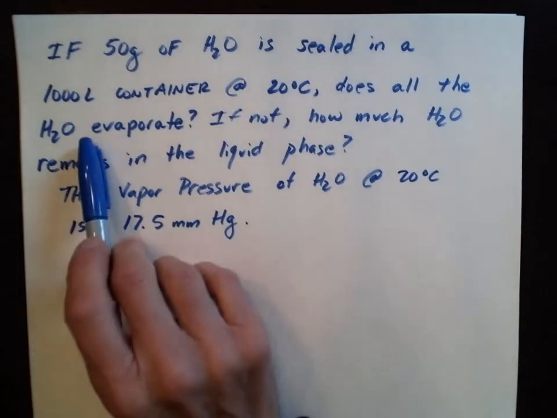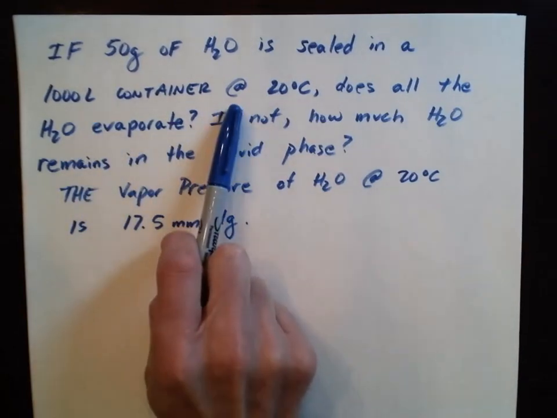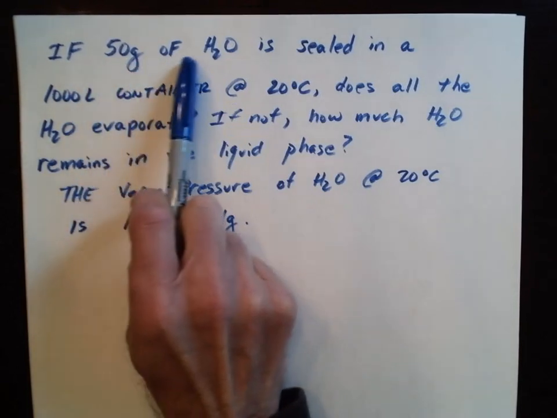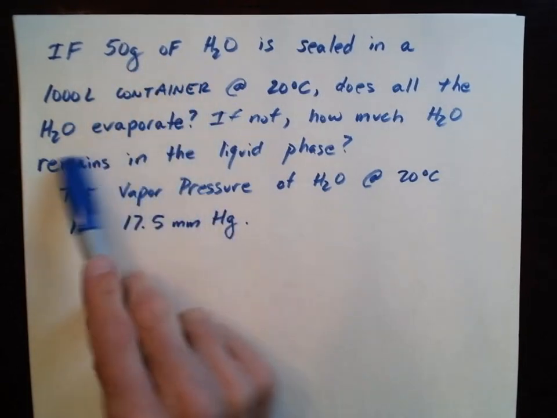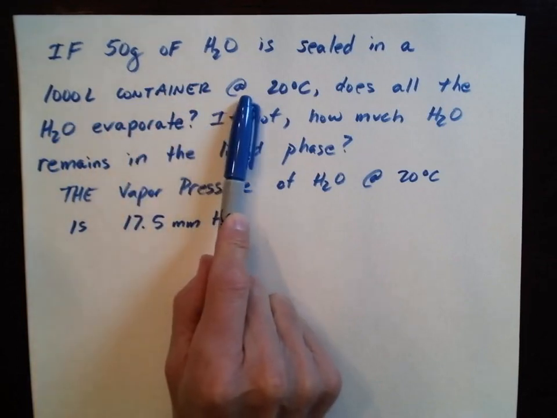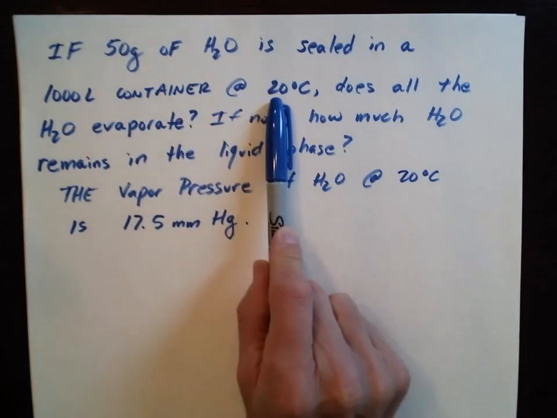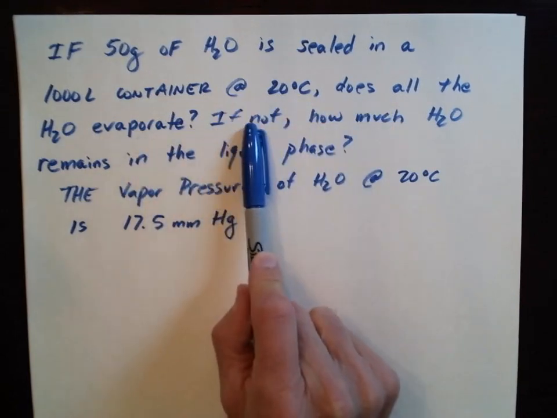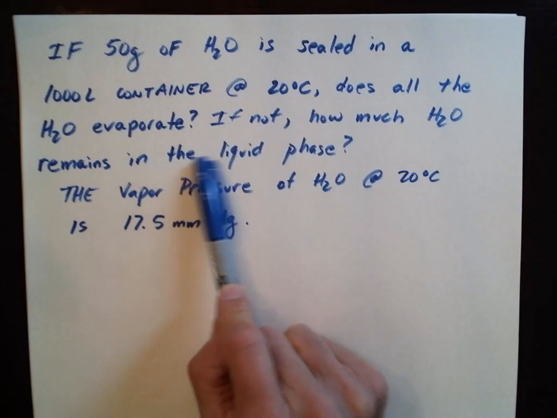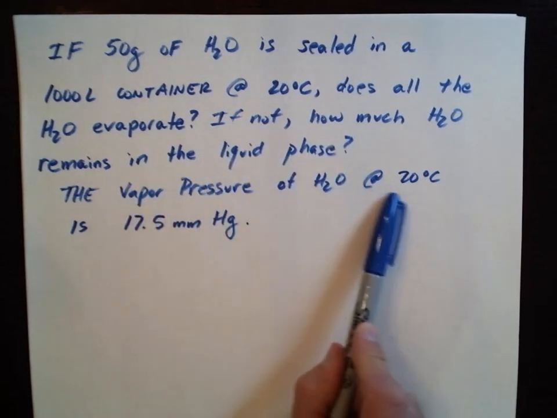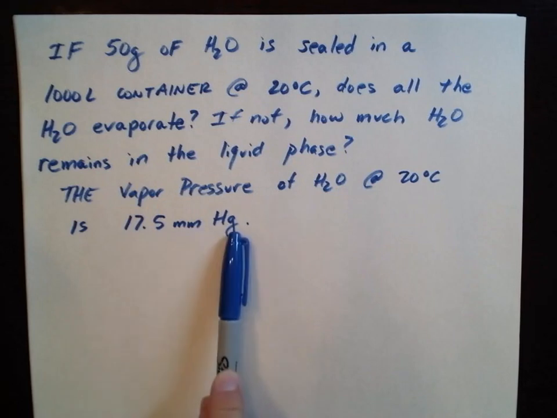Okay, to wrap up our study of vapor pressure, we're going to try this particular problem. We're going to imagine that 50 grams of water is sealed in a 1,000 liter container at 20 degrees Celsius. And we're going to ask ourselves, does all the water evaporate? If not, how much water remains in the liquid phase? We're given the vapor pressure of water at 20 degrees Celsius, 17.5 millimeters of mercury.